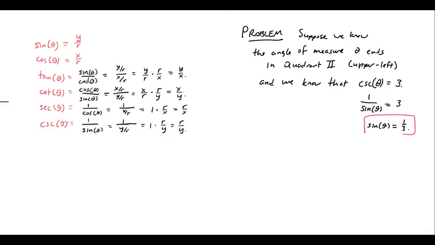Sine of theta equals 1/3 makes sense because sine of theta can be any number between -1 and 1. But if sine of theta had come out to be something like 7, we'd be stuck here. But anyway, here's the problem.